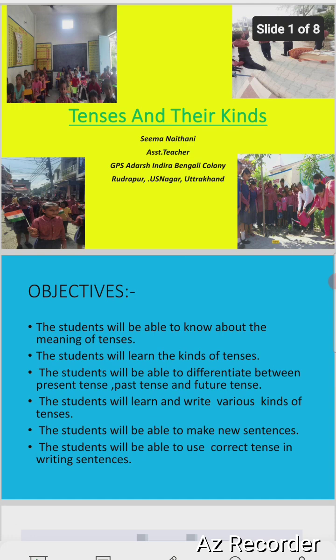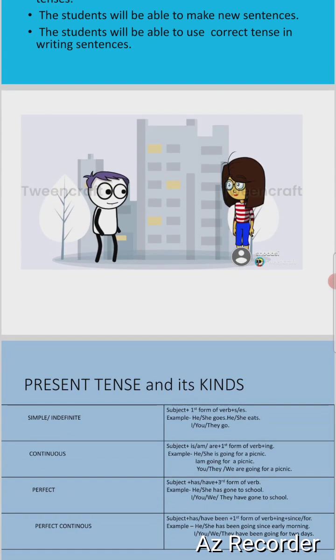Tenses and their kinds. The objectives are that the students will be able to know about the meaning of tenses, they will learn the kinds of tenses, they will be able to differentiate between present, past, and future tense, they'll learn and write various kinds of tenses, they'll be able to make new sentences, and they'll be able to use correct tense in writing sentences.